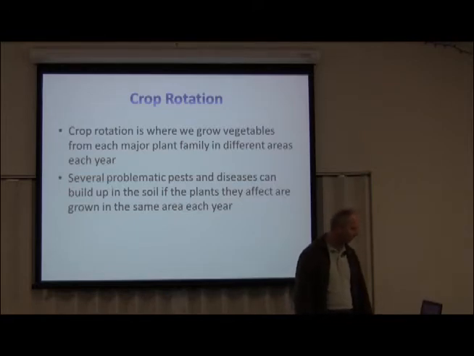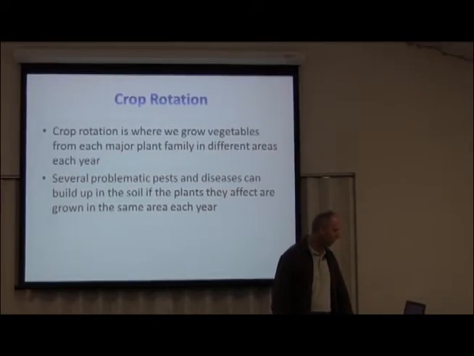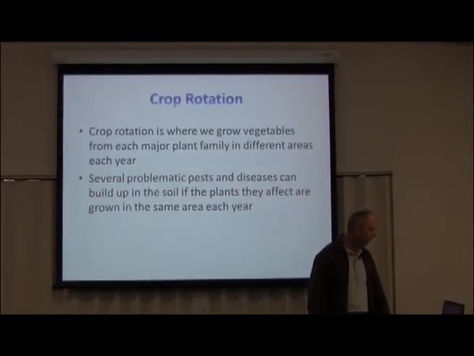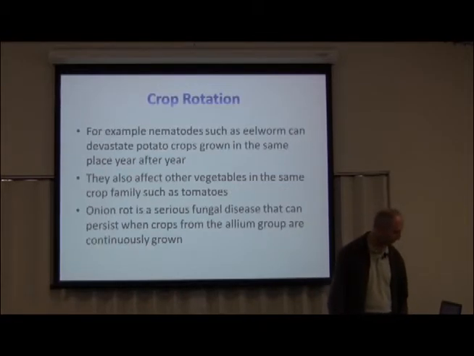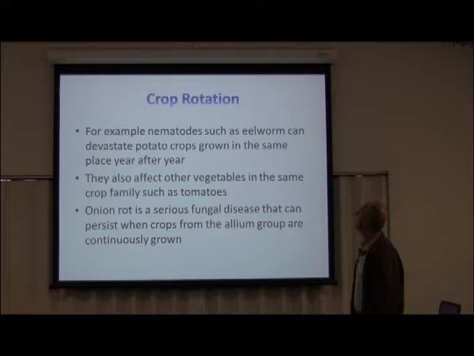Crop rotation. Crop rotation is where we grow vegetables from each major plant family in different areas each year. Several problematic pests and diseases can build up in the soil if the plants they affect are grown in the same area each year. For example, nematodes such as eelworm can devastate potato crops grown in the same place. They also affect other vegetables in the same crop family such as tomatoes.